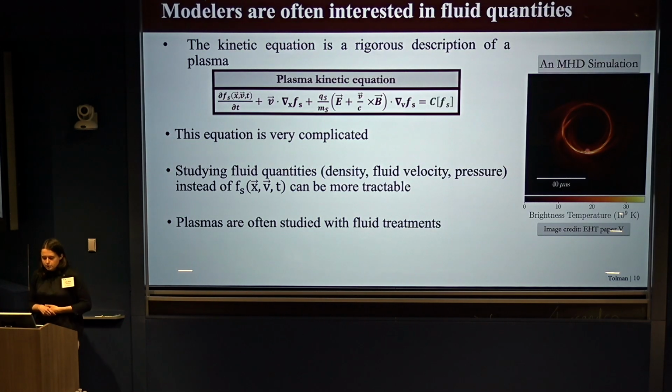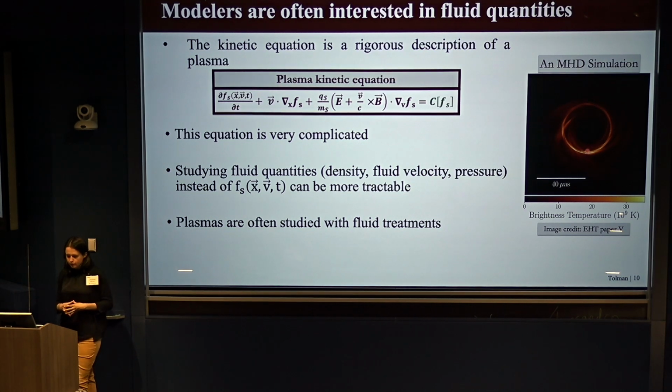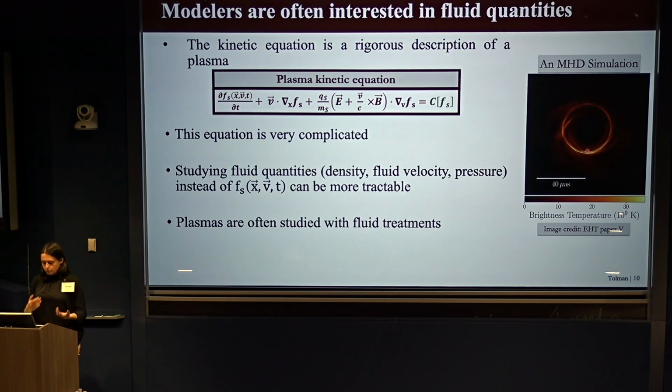So the kinetic equation is a rigorous description of a plasma. As I said before, a lot of what plasma physicists do is study this equation and all the behaviors in it. And through doing this, they've determined that this equation is very, very complicated. It's really difficult to understand analytically. It's also very difficult to simulate numerically. So plasma physicists often study fluid quantities, that is the density, fluid velocity, and pressure, instead of the distribution function, because this is a lot more tractable.